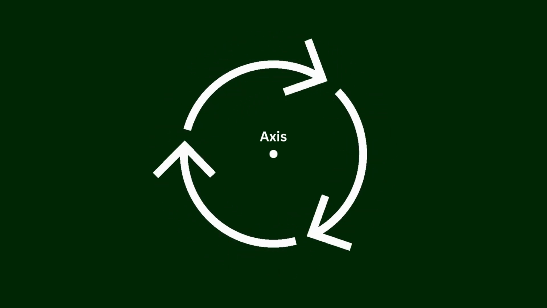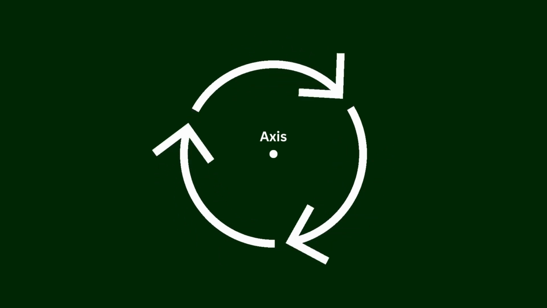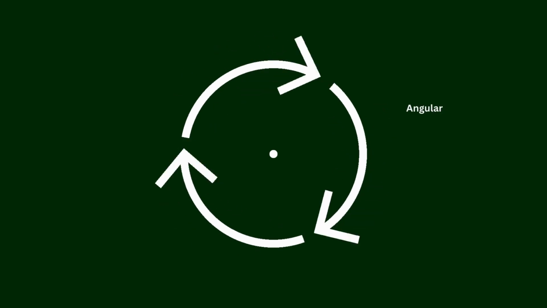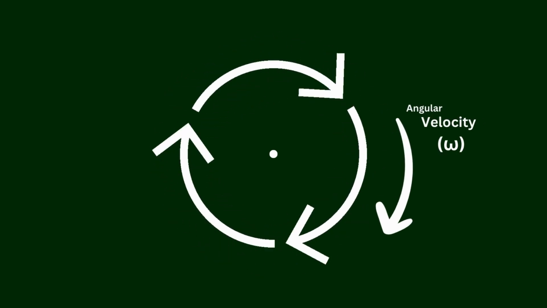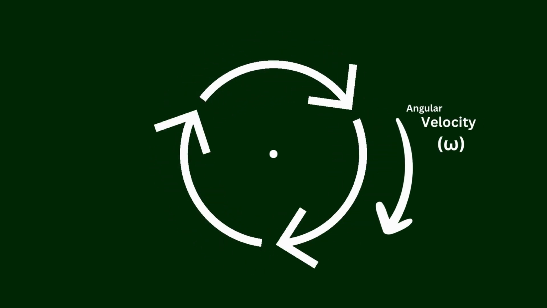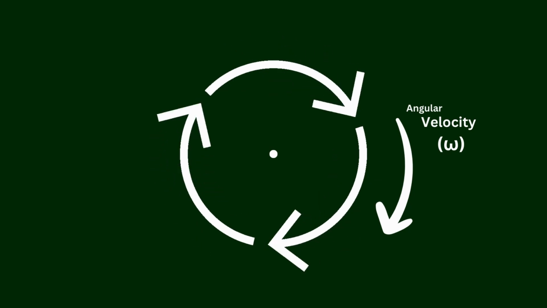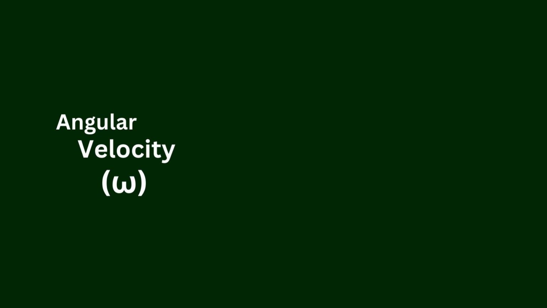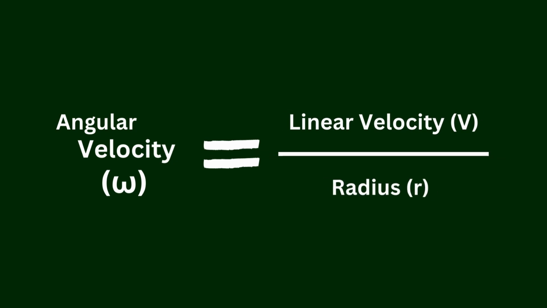Since the direction is always changing, the object is also always experiencing some acceleration, specifically centripetal acceleration, and has angular as opposed to linear velocity. This does not mean that the object cannot also have linear velocity. In fact, the two are connected. The angular velocity of an object experiencing circular motion, with the symbol omega, is defined by its linear velocity divided by the radius of its path.